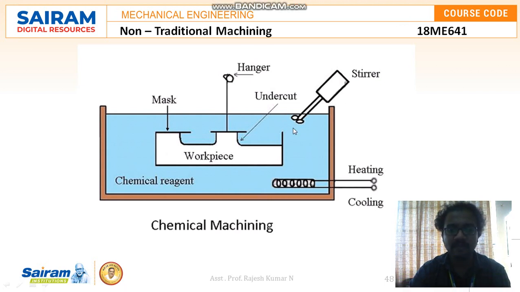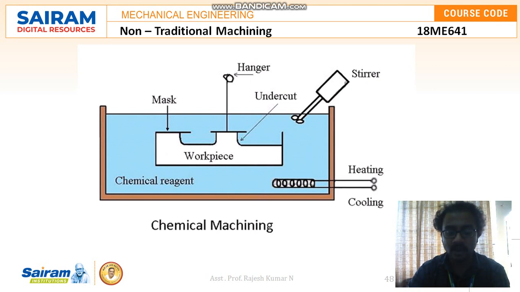So why is it required? When I'm continuously heating this chemical reagent, based on the workpiece and the chemical reagent conditions, if my workpiece is copper, I will be going with a different chemical reagent. And if my workpiece is, for example, stainless steel, then I will be going with a different chemical reagent. So based on my workpiece I will be choosing the chemical reagent, and based on the chemical reagent and the workpiece, I will be choosing the heating conditions. It may be 200 degrees Celsius or 500 degrees Celsius or 1000 degrees Celsius. So based on that, why is this stirrer required?